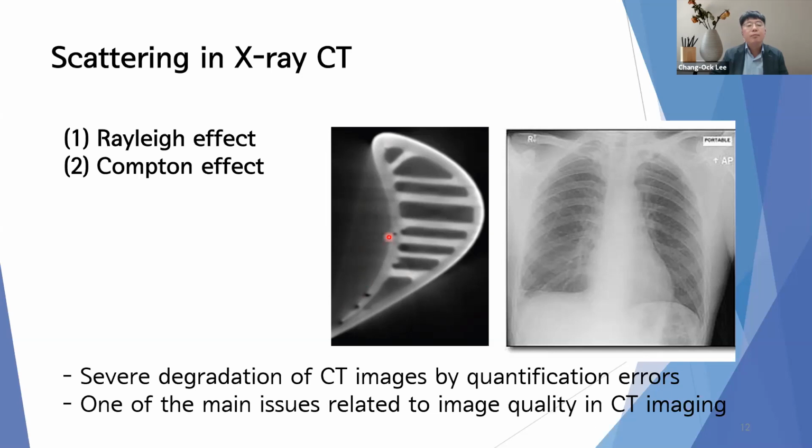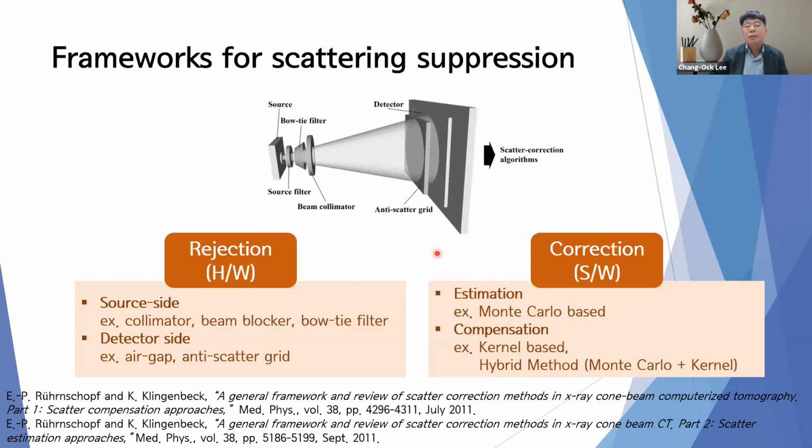So this is the scattering artifact in the industrial product, and this is the scattering artifact in the medical data. Okay, so there are many scattering suppression methods. One is the rejection method based on hardware. So when you use the X-ray scanner, you put some hardware to reject that scattering. And another thing is the scattering correction method based on software. One is just estimation of scatterings by the Monte Carlo method. Another thing is the kernel-based method, and we say there is a compensation method. And also there is a hybrid method, using Monte Carlo and the kernel-based method.